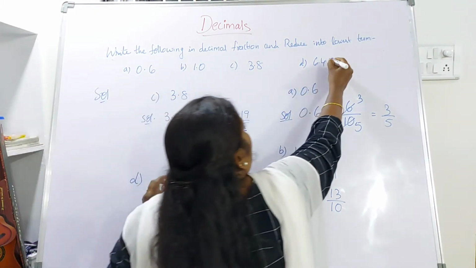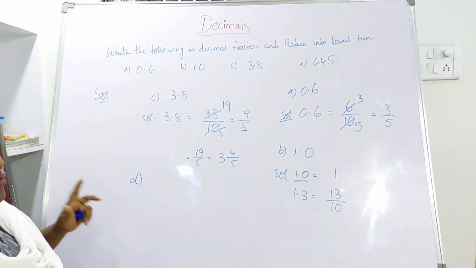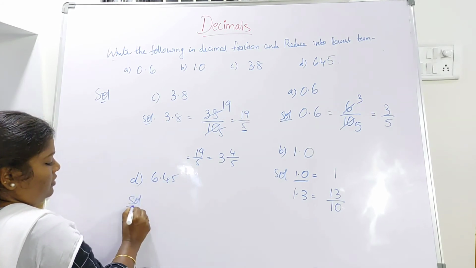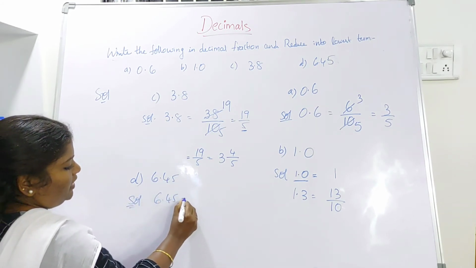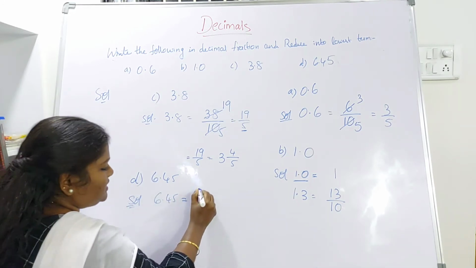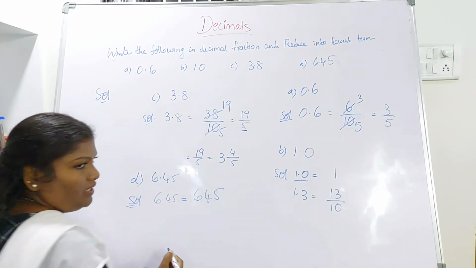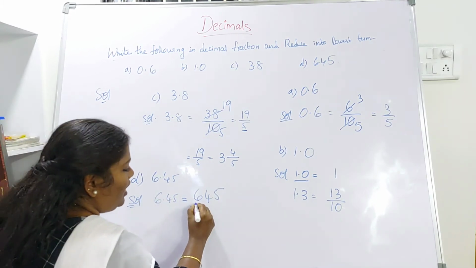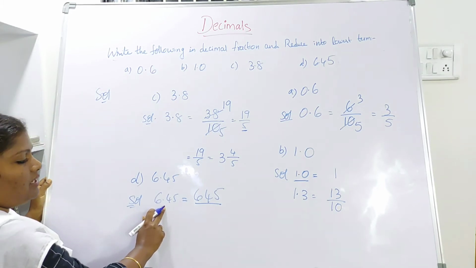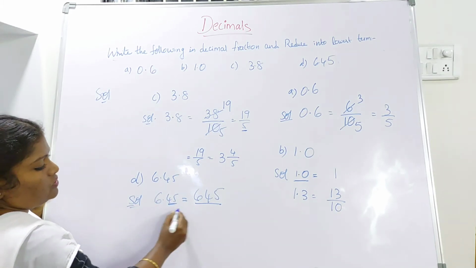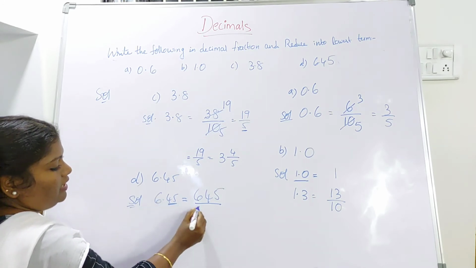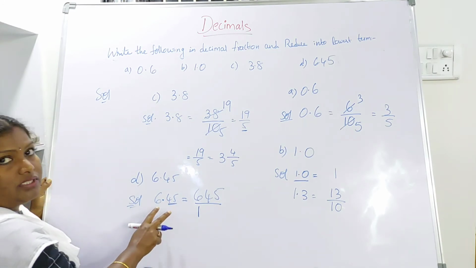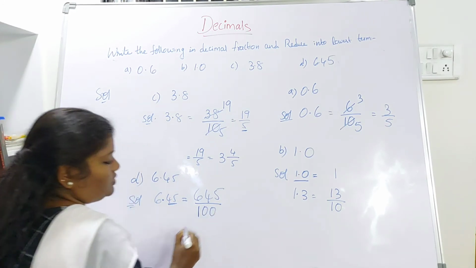Let me take one more digit added, that is 6.45. Now 6.45, here you have the number 645. I have written the number by removing the decimal point. After the decimal point you can see that there are 2 digits. Because the decimal point is there, I have placed 1, and after the decimal point there are 2 digits, so I am going to add 2 zeros.